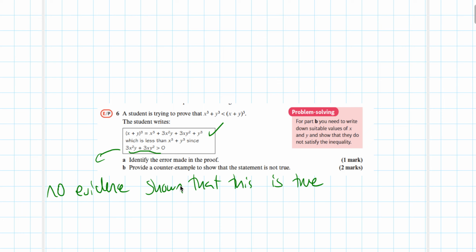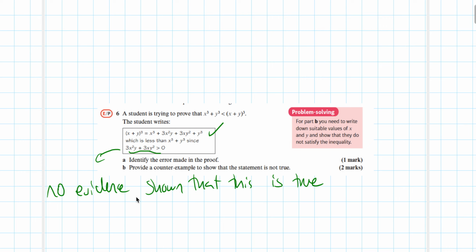So it's making a statement but without proving that statement. All it's done is expand out (x plus y) cubed, and then you have to show some form of proof that this inequality, this statement, is actually true or not. So that's where the error is in the proof. If there's no line that supports that claim, or there's nothing in the question that supports that claim, then you cannot take that as true.